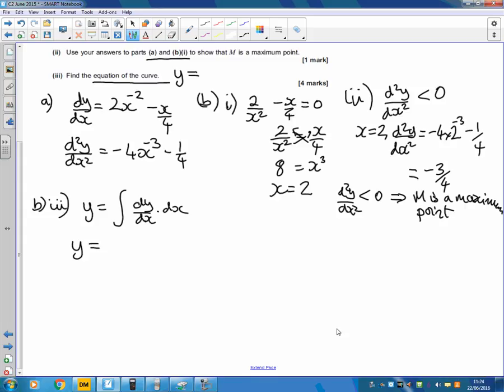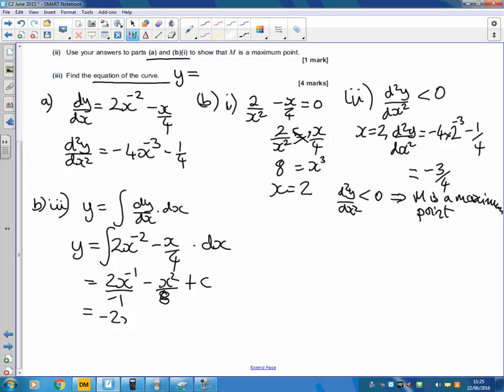Again, we're going to integrate, so we want this in our form with our indices. So dy dx was 2x to the minus 2 minus x over 4. We're going to integrate that with respect to x. Right, be careful this time, make sure we increase the power and then divide by the new power. So we're going to increase the power and then we're going to divide by 2, which is the same. Let's do 4 times 2 is 8. And don't forget there are no limits, so we're going to write plus c. I'm just going to simplify that first term.